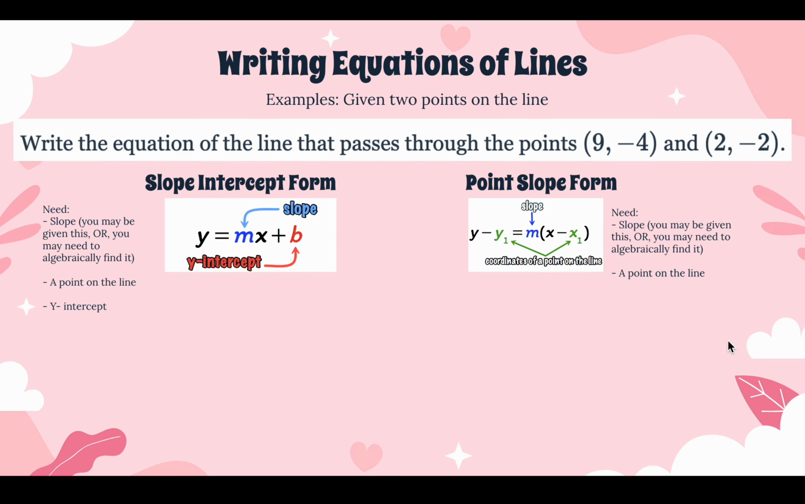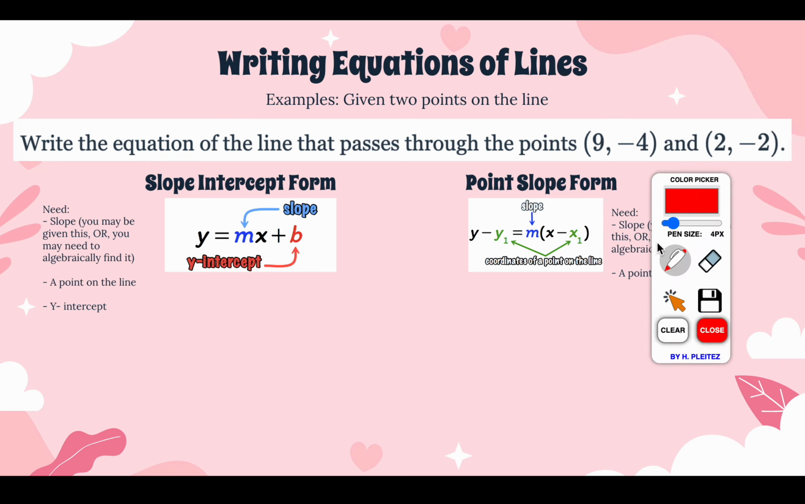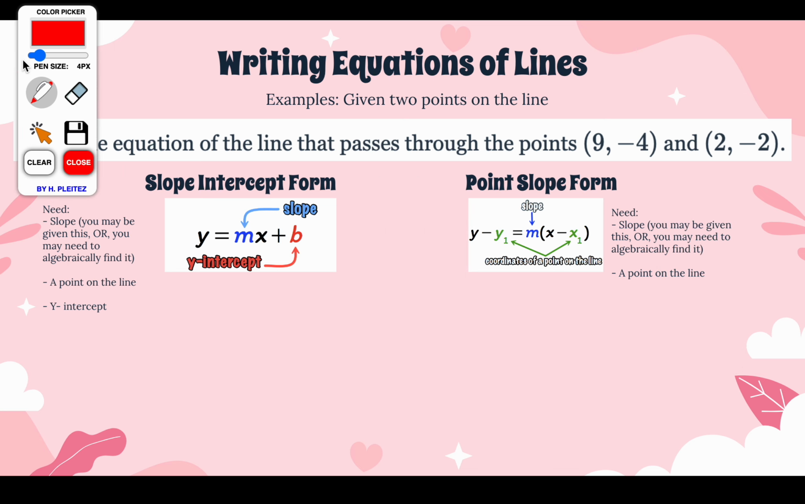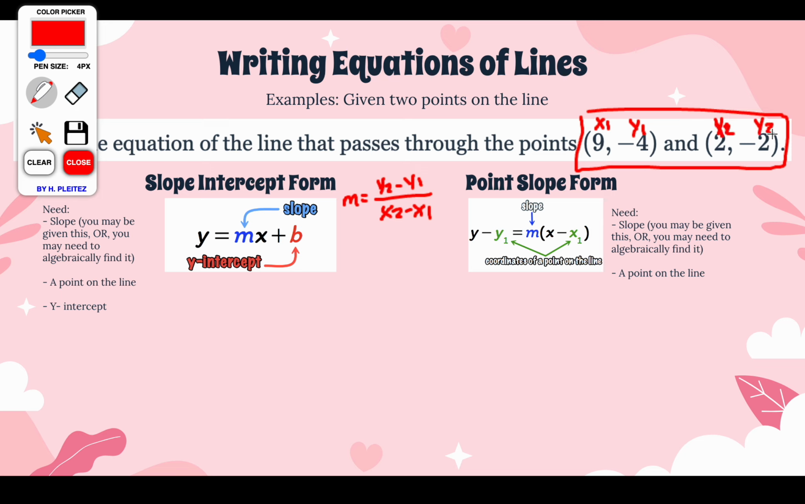Okay. Now, one more example is if we're writing the equation of a line that passes through 2 points, we need to do a little bit of extra work here. In the last question, it gave us the slope, but in this question, we have to do some math to actually find the slope. And we need the slope for both forms. Remember, slope is y2 minus y1 over x2 minus x1, and I like to label right away x1, y1, x2, y2. And then we substitute.